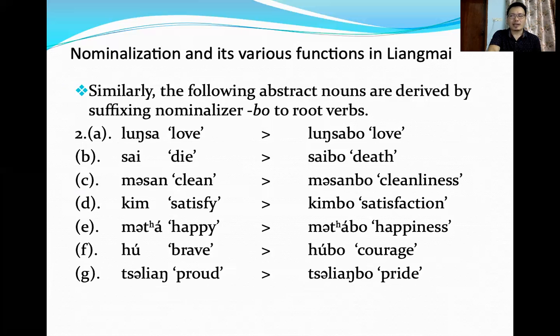Similarly, the following abstract nouns are derived by suffixing nominalizer bo to root verbs: lungsa, love; lungsabo, love; sai, die; saibo, dead; masan, clean; masanbo, cleanliness; kim, satisfy; kimbo, satisfaction; matha, happy; mathabo, happiness, and so on.